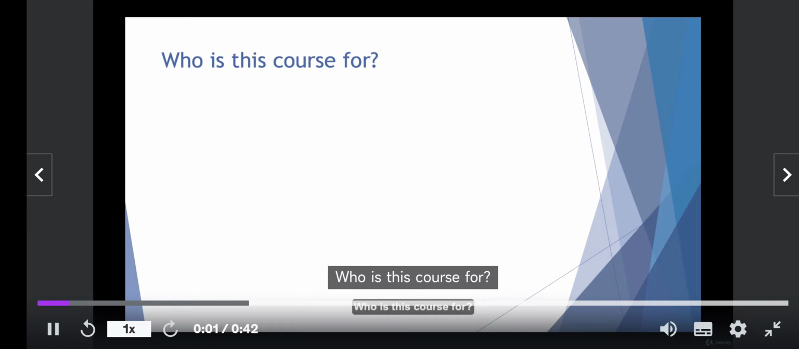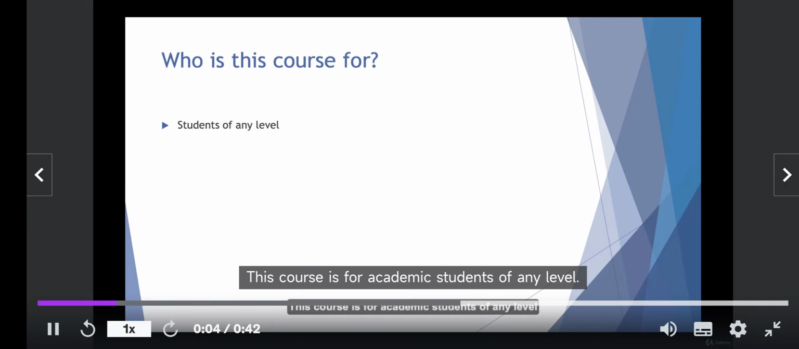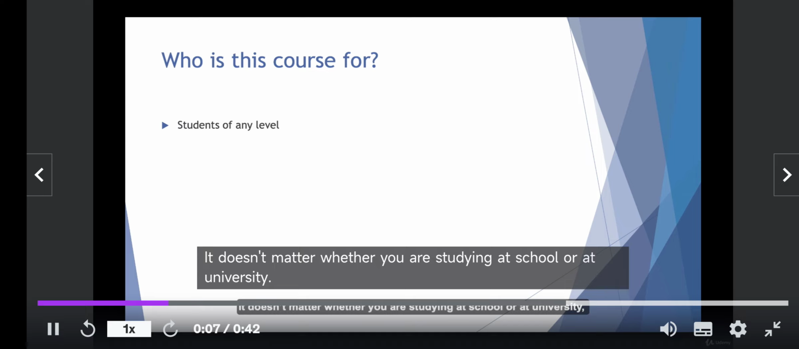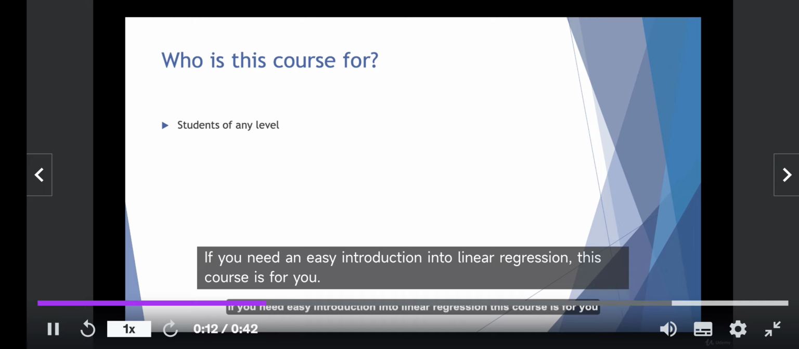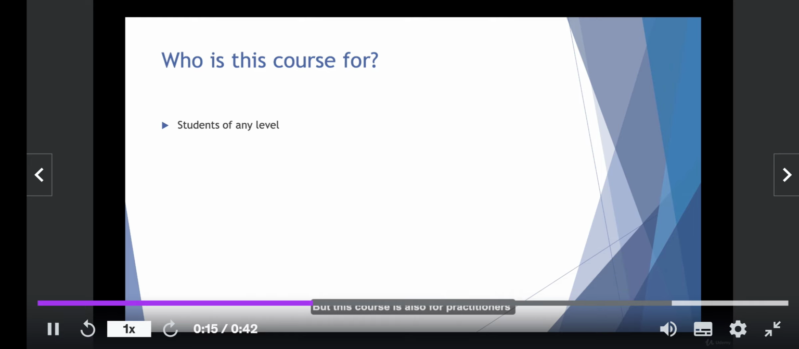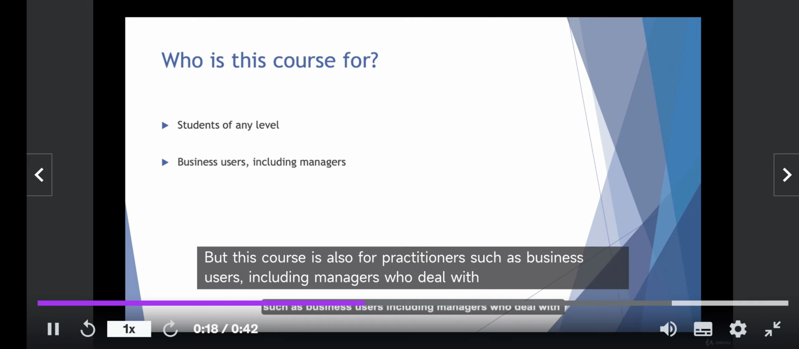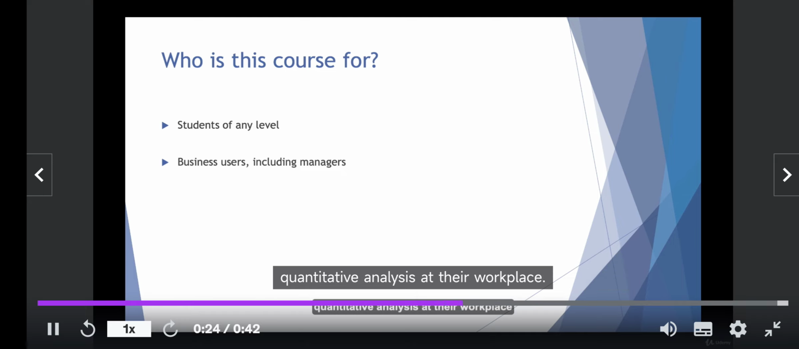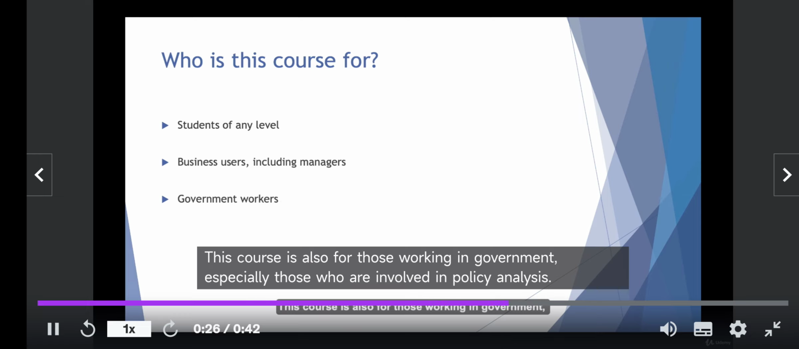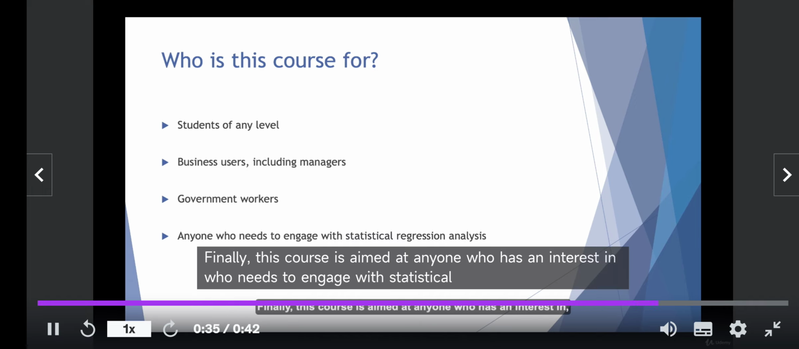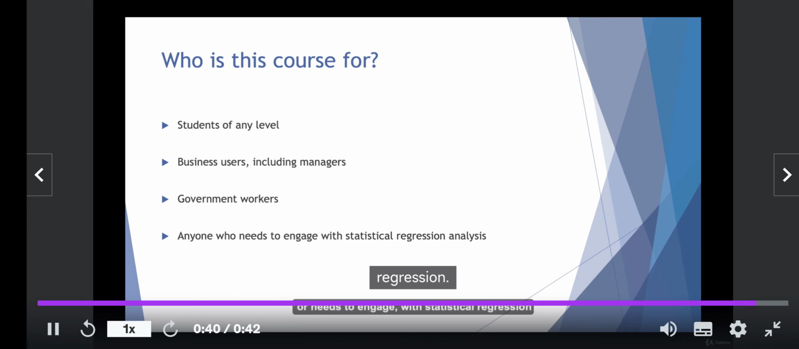Who is this course for? This course is for academic students of any level. It doesn't matter whether you're studying at school or at university. If you need an easy introduction into linear regression, this course is for you. But this course is also for practitioners, such as business users, including managers who deal with quantitative analysis at their workplace. This course is also for those working in government, especially those who are involved in policy analysis. Finally, this course is aimed at anyone who has an interest in or needs to engage with statistical regression.